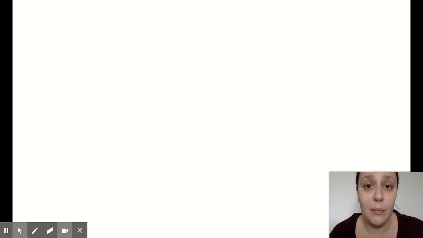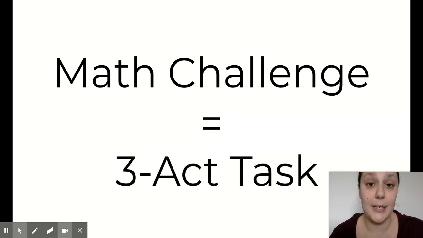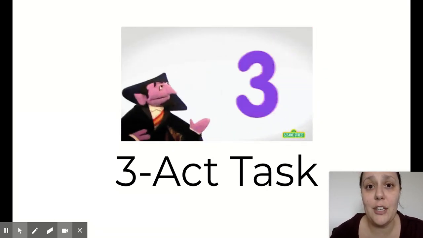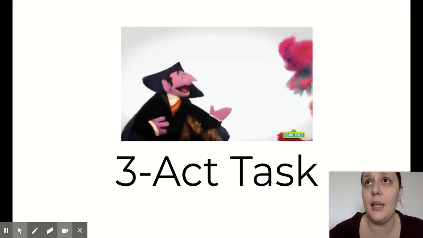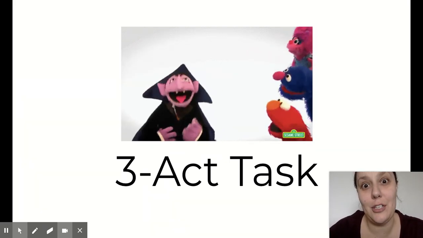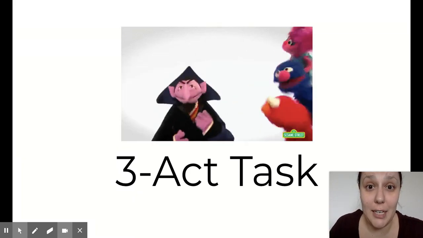Now, you have solved three-act tasks before. You've worked on them at school and even in online learning. A three-act task is a math challenge. It's a specific type of math challenge. But when we say a three-act task, we're talking about a math challenge. The only difference between a three-act task and any math challenge is that it has three specific parts. So if I just say, go find out how many candies are in my house, that's a math challenge, but it only has one part. A three-act task will have three different parts. So let's find out what those three parts are.